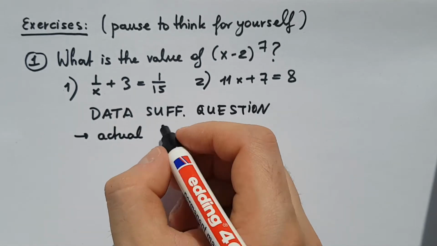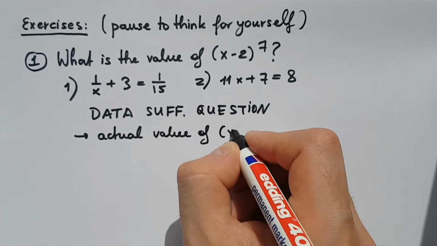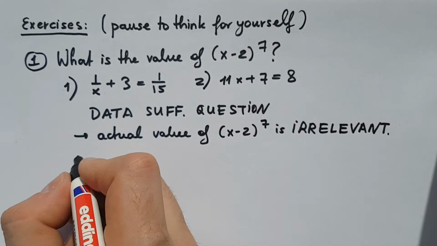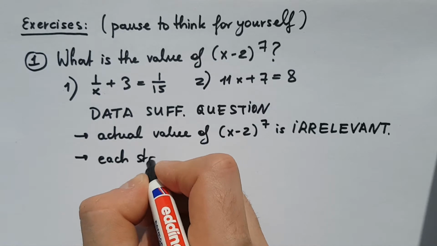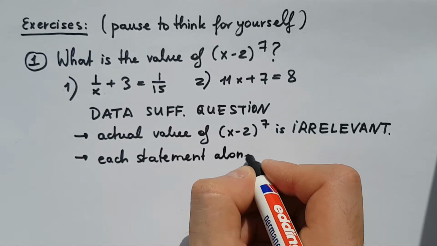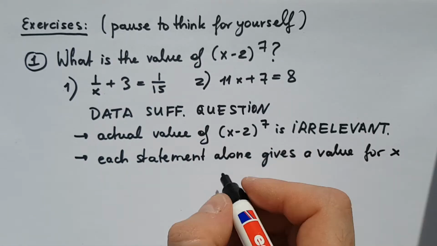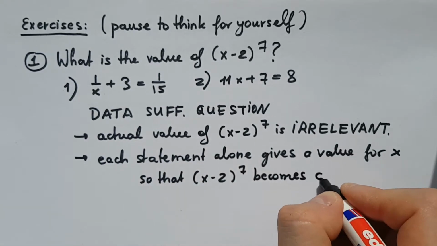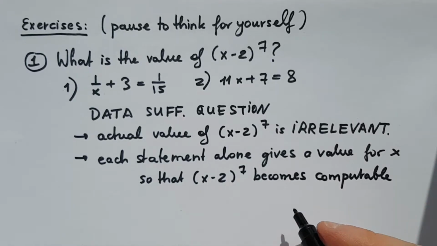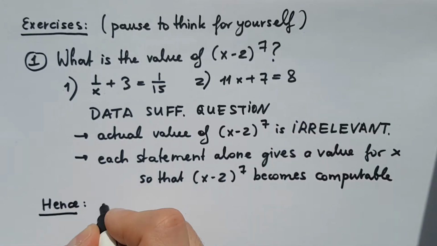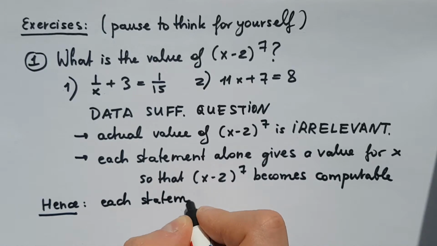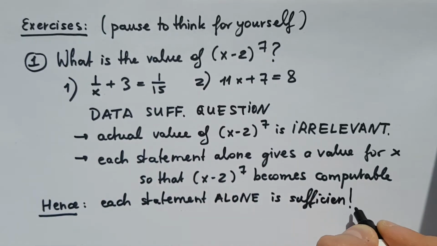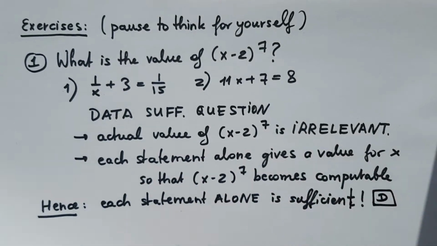Let me point out once again, the actual value of x minus 2 to the power 7 is irrelevant. And in this particular example, each statement alone gives a value for x, so that x minus 2 to the power 7 becomes computable. So here, each statement alone is sufficient to give an answer. The correct choice is D.